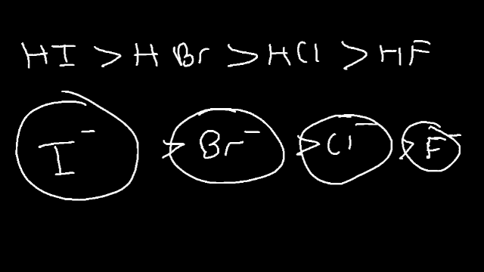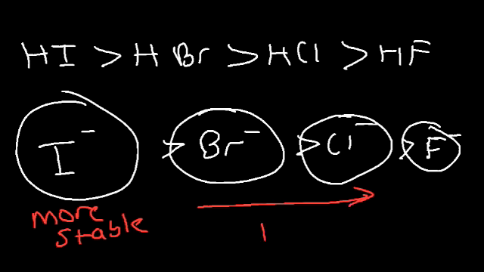So, bigger atoms can stabilize the charge better than smaller atoms or smaller ions. And so iodide is more stable than fluoride, which means that base strength increases this way. So fluoride is a stronger base than iodide. As the strength of the acid goes up, the strength of the base goes down. So iodide is a weaker base, fluoride is a stronger base.